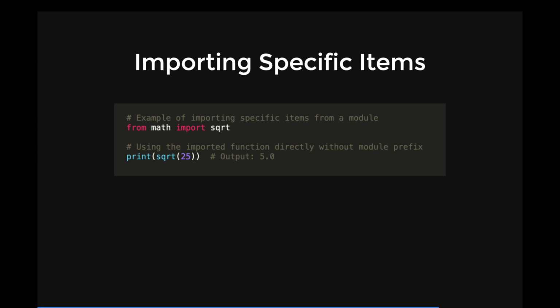Importing specific items. You can import specific items, variables, functions, and classes from a module using the from keyword. In this example, we import only the sqrt function from the math module using the from keyword. We can then use the sqrt function directly without specifying the module name. So you don't have to import the entire module, but just a function.